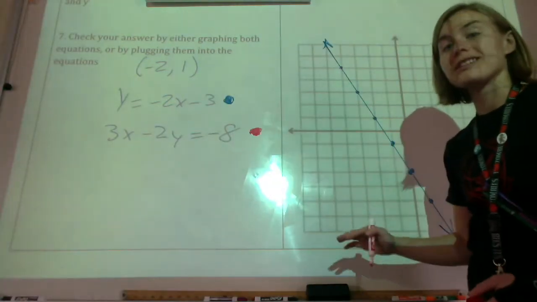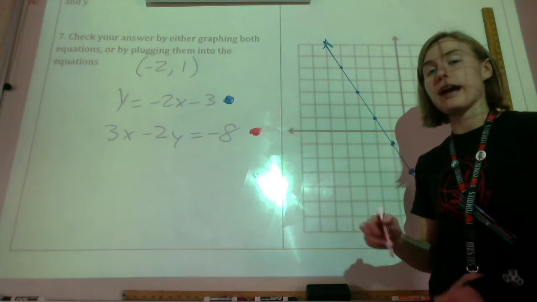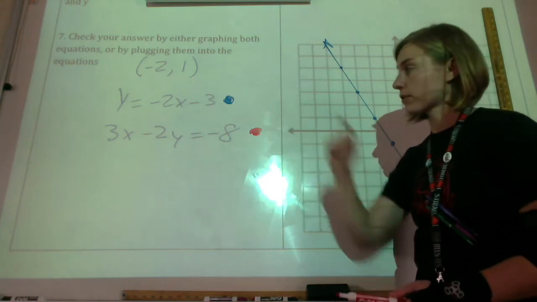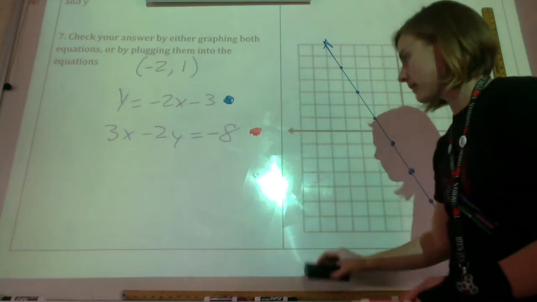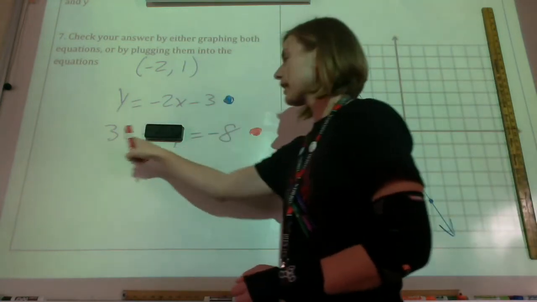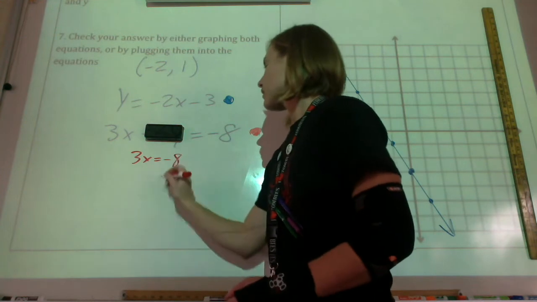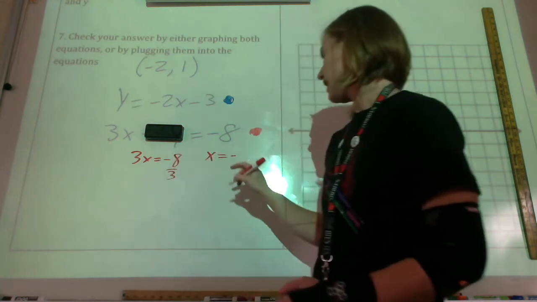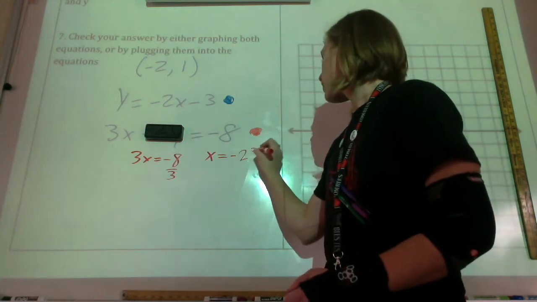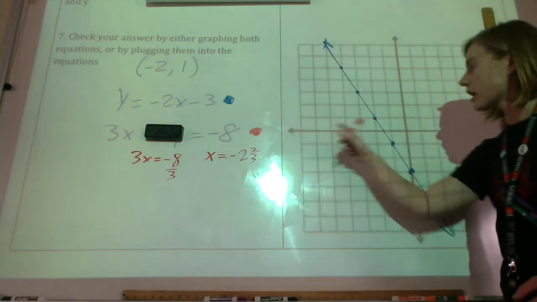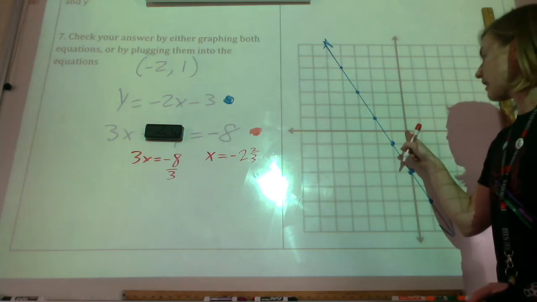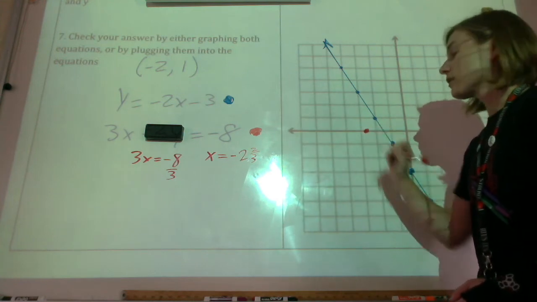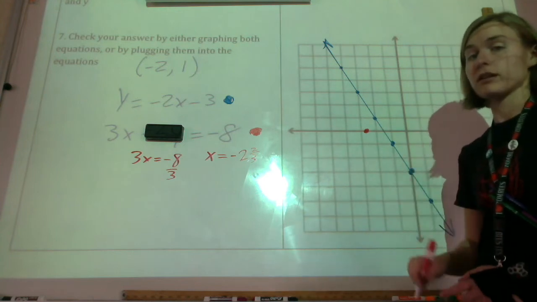Our second equation is in standard form, which means we need to graph it based on the intercepts. So if I'm going to do the intercept of x, I need to cover up y. 3x equals negative 8, so I need to divide both sides by 3. So this means x equals negative 2 2/3. So that means it crosses x at negative 2 2/3. I'm going to want to be really careful with graphing this one because I'm doing fractions.